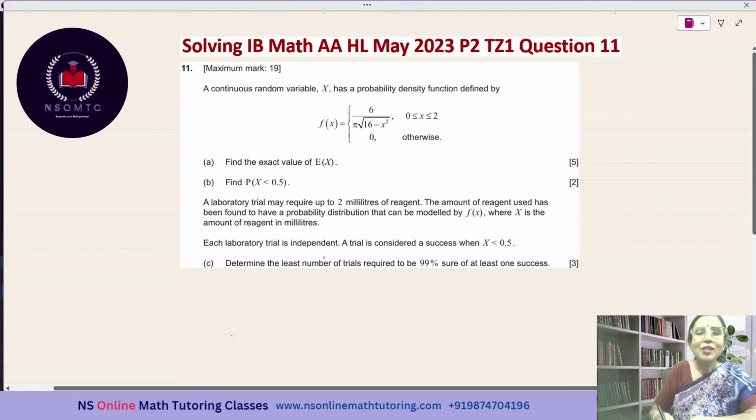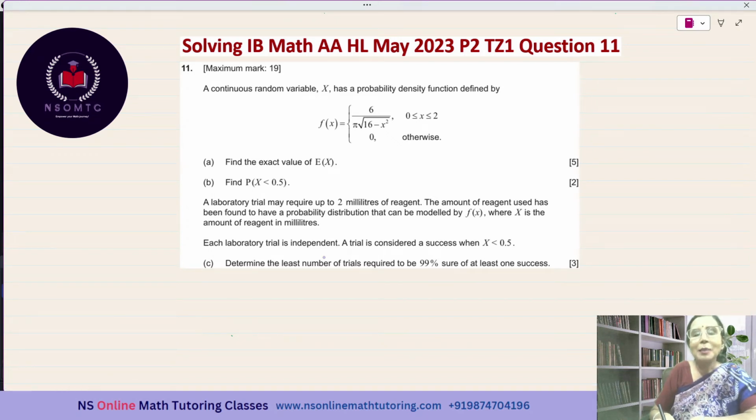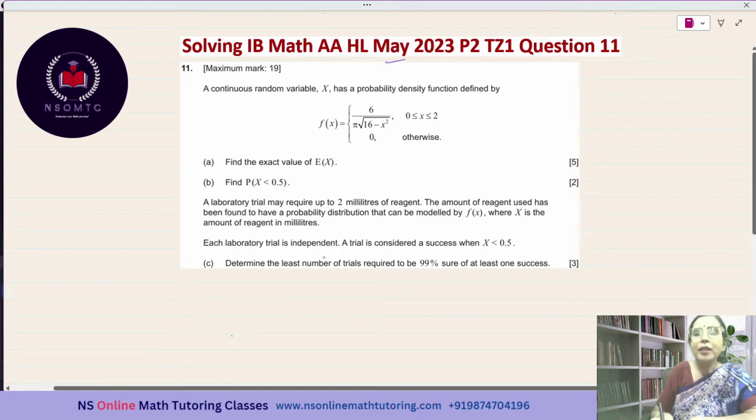Hello students, we are solving the IB Math AA AGL past paper questions, and currently we are solving the IB Math AA AGL May 2023 Paper 2 TZ1 past paper. Today we will be solving question number 11, that is the second last question of this paper.